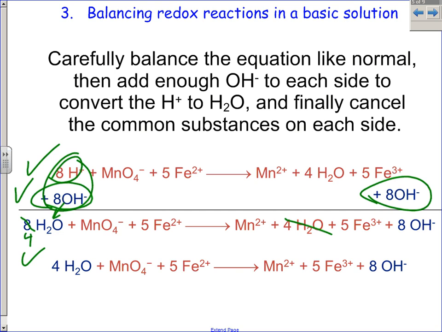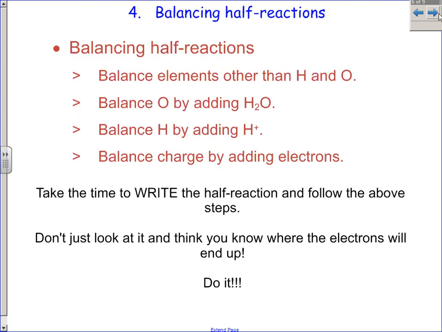And remember, you need to write this out and physically do it. Don't just try and do it in your head. You can make simple mistakes that way. Same would be with balancing the overall reaction.